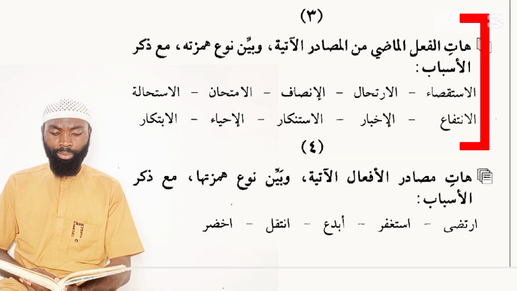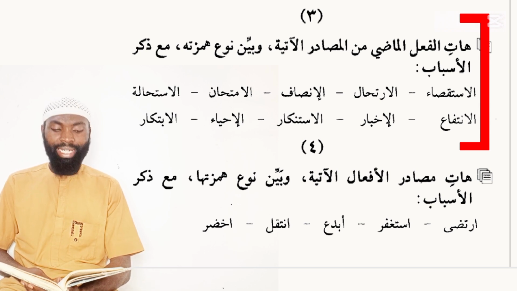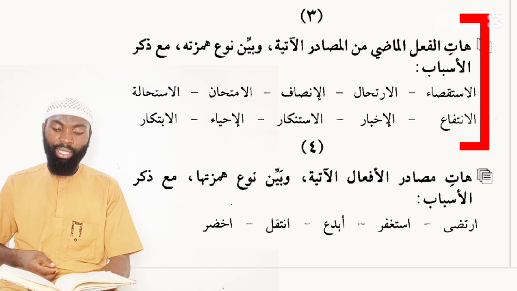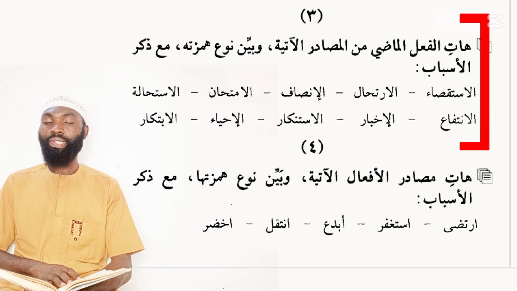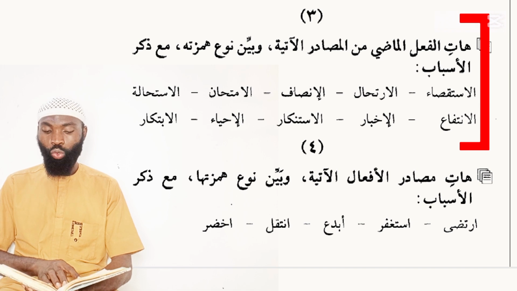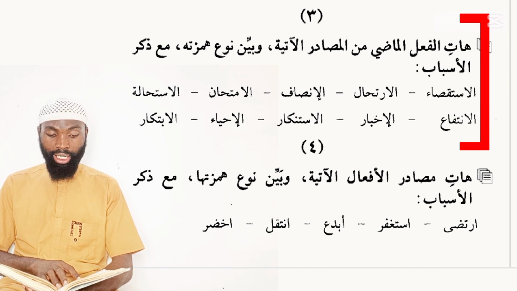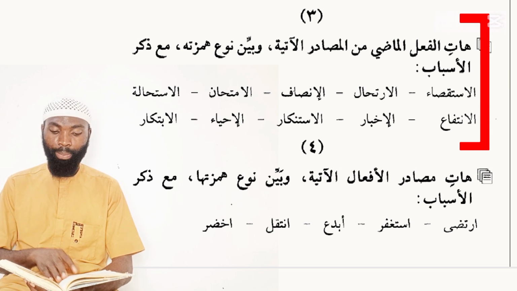Tamrin of this exercise number 3. هات الفعل الماضي من المصادر الآتية. Bring the past tense verb from the following verbal nouns, وبين نوع همزته, and explain the type of hamza you find in it and explain the reason. Al-istiqsa. So we have istaqsa. So this is what? Hamzatul wasl. So okay, the past tense. Okay, istaqsa. That is the past tense verb.